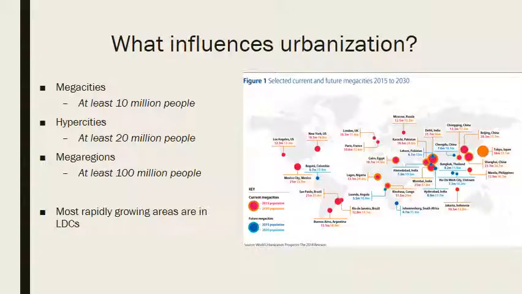So when we talk about the factors that influence urbanization, we also have to look at what urbanization looks like right now. So currently 52% of the world's population lives in some form of an urban area. And particularly in developing countries, this number is increasing. People are becoming more concentrated.